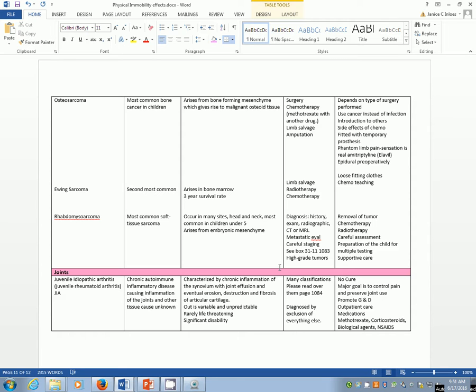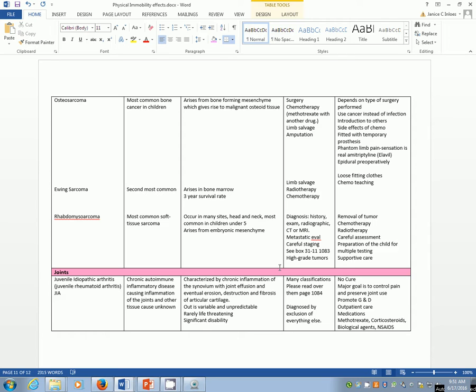So how are we going to diagnose it? Well, we take a history: do they have nodules coming up in their head, around their head or their neck or anywhere else in their body? Take x-rays, do CTs or MRs. Chemotherapy is going to be used. We really need to evaluate to see if any metastasis has happened. So we need to be sure we're doing careful staging.